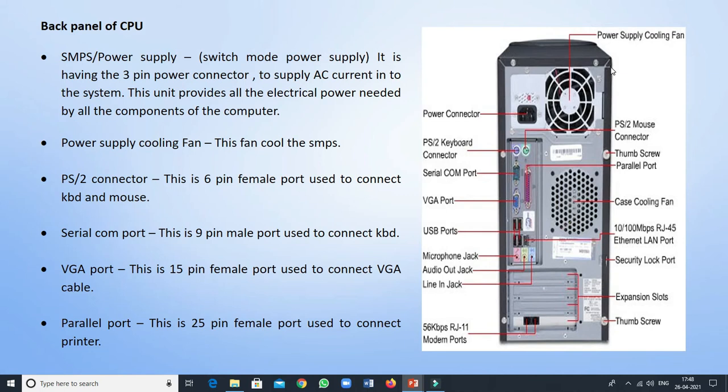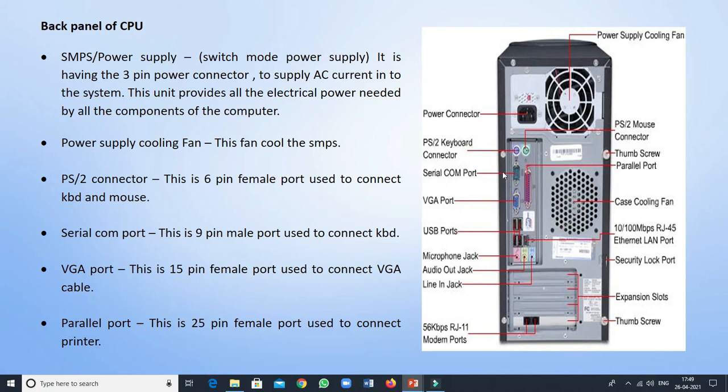Now this one is your power supply. This total option is called your power supply or your SMPS, and this fan is called your power supply cooling fan. Remember, this total thing is your power supply or SMPS. Inside this SMPS, this power connector is there to take power into your power supply. And this fan is your power supply cooling fan. Now go for this section.